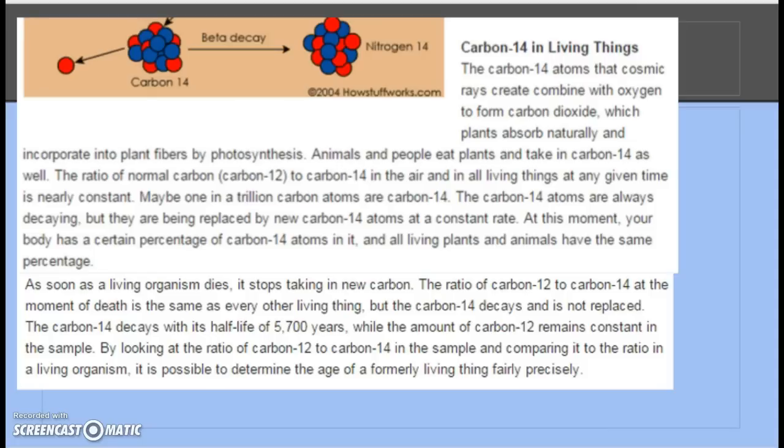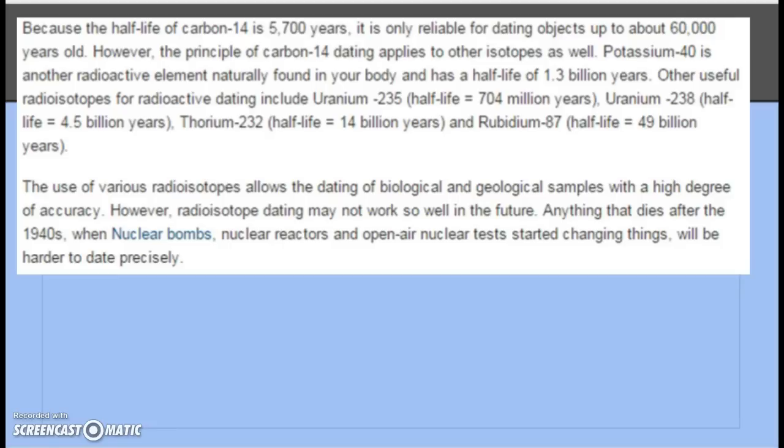And I say fairly because it's not like within a year or two. It can be within hundreds of years. And we'll do more with this on the lab. So because carbon-14 has a half-life of 5,700 years, we can only date things that are up to 60,000 years old. However, we can use other elements that also decay through a half-life, such as uranium, to tell how old other things are, like rocks.